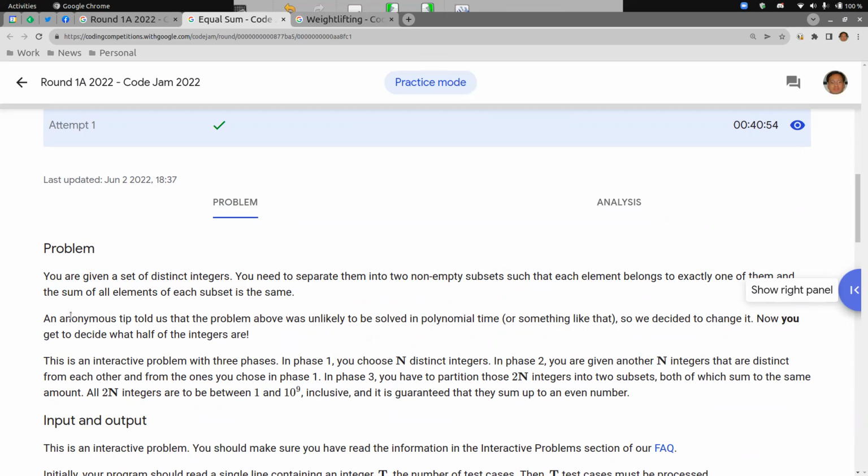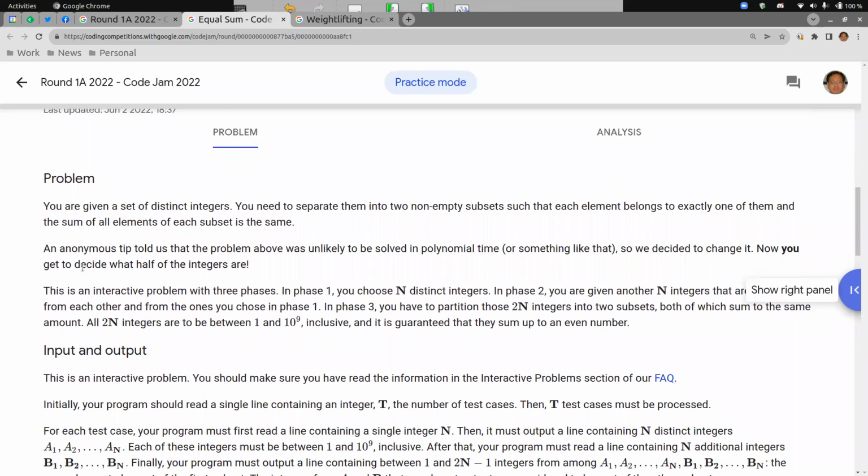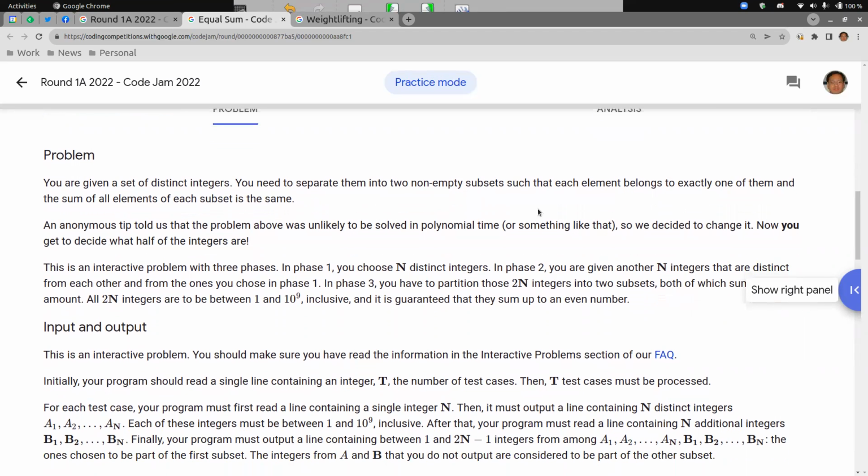If you know that the numbers have a small, finite range, maybe that the integers are from 1 to 1,000 or something like that, and you have 1,000 of these numbers, then it turns out that you can use knapsack to solve this problem. But in general, if these numbers are big, and you can have any integers you want, then this method doesn't work. So they tell you that no, this is hard. So they're going to change the problem. Now you get to decide what half of the integers are.